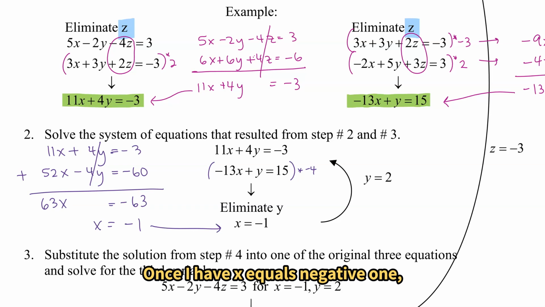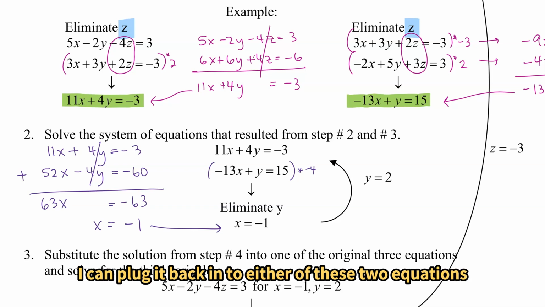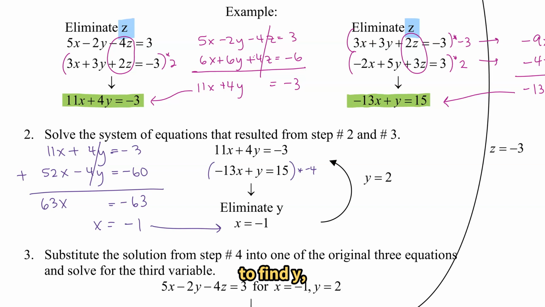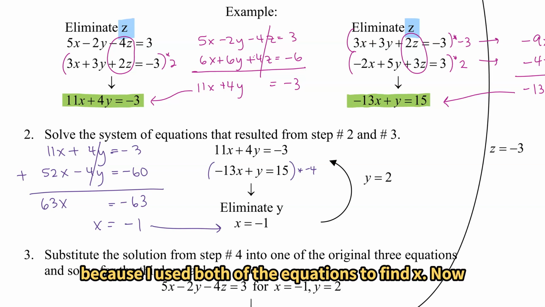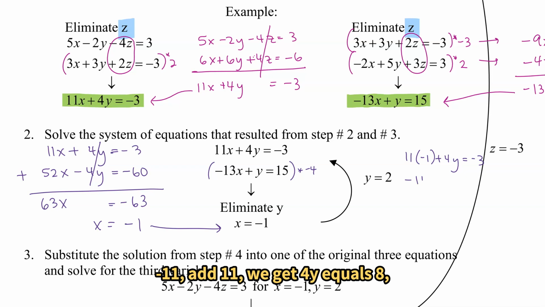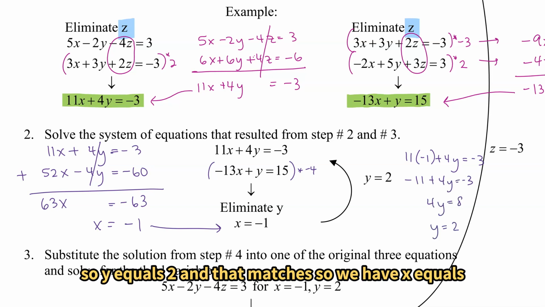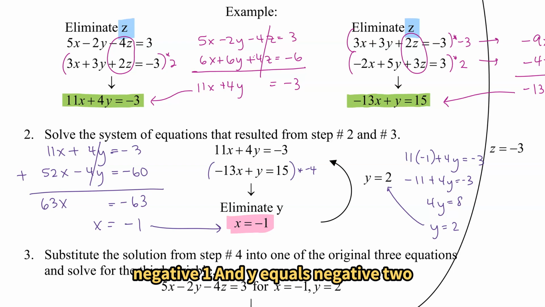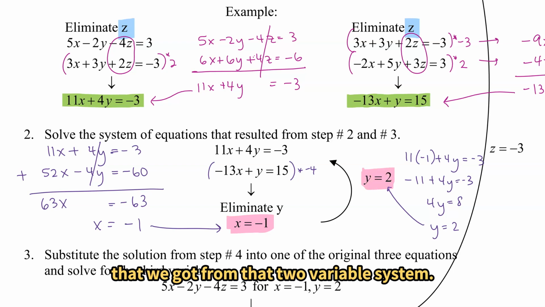Once I have x equals negative 1, I can plug it back into either of these 2 equations to find y, because I used both of the equations to find x. Now I can plug it into either to find y. 11 times negative 1, plus 4y equals negative 3. Negative 11, add 11, we get 4y equals 8, so y equals 2, and that matches. So we have x equals negative 1 and y equals 2 that we got from that two variable system.